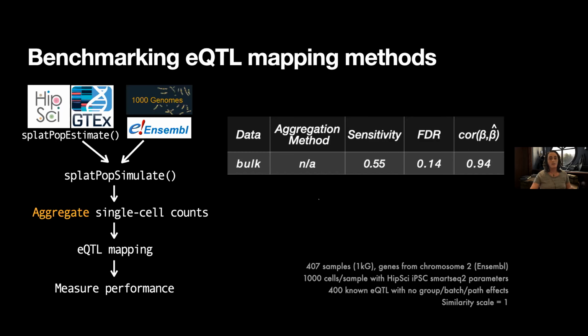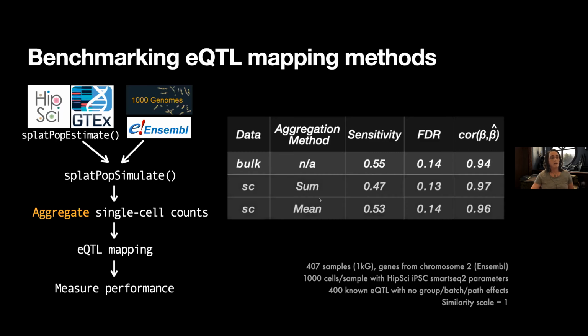And then we can compare that to doing eQTL mapping with aggregated single cell data. And we can compare different aggregation methods, like here we have using the sum versus using the mean. And you can see that there is a little bit of a decrease in performance of eQTL mapping with single cell data, but that decrease is much less using the mean. And we keep a very similar FDR. And really interesting, we actually see that we're able to increase the correlation between the estimated and the actual effect size of those eQTL that we are able to map.